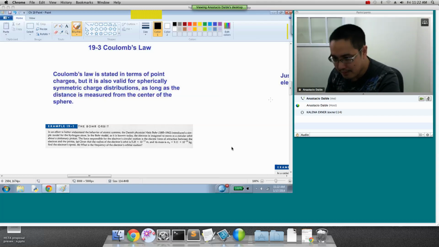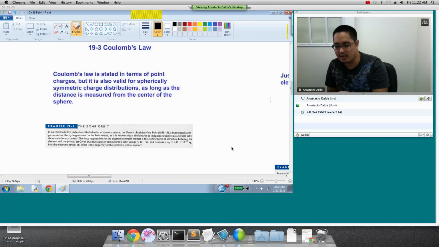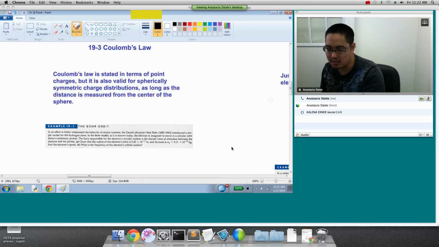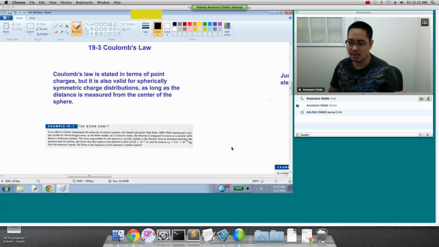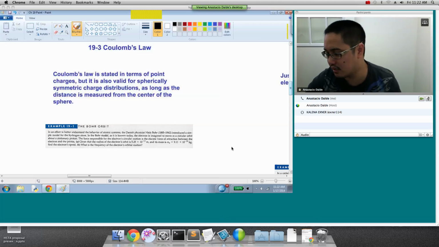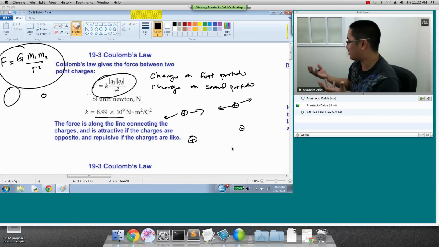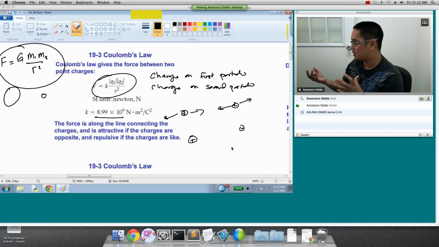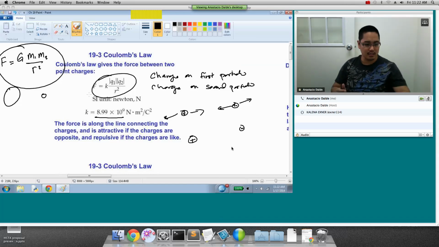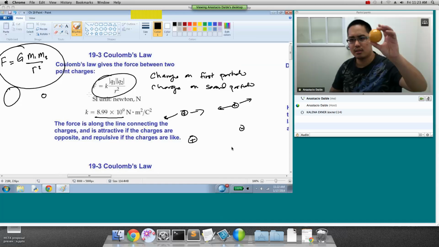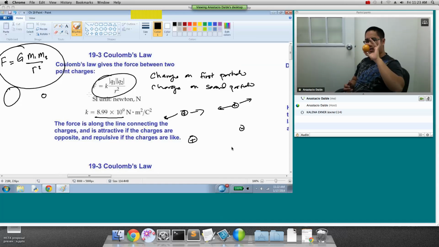Sound good? All right. Coulomb's law. Coulomb stated it in terms of point charges, but it's also valid for spherical or symmetric charge distributions, as long as the distance is measured from the center. So Coulomb's law, this equation right here, applies to point charges. Does that make sense?